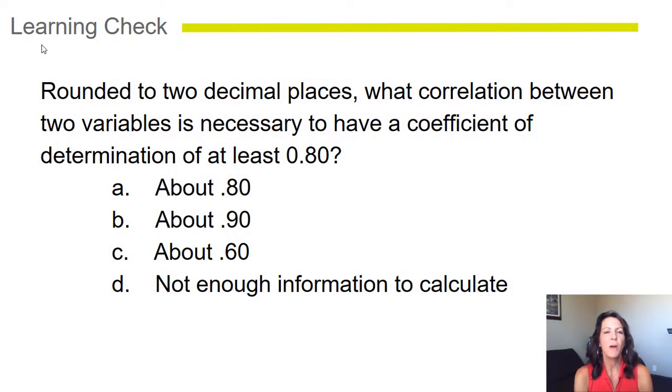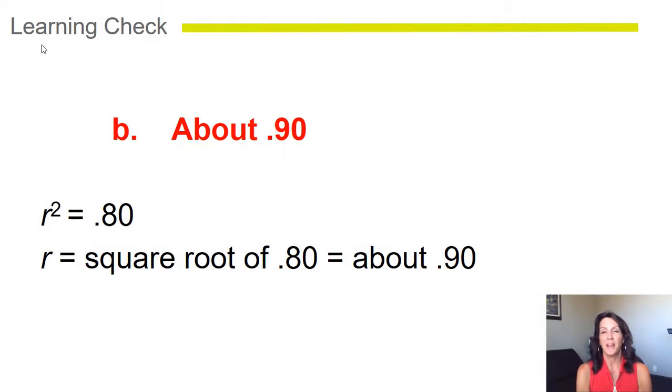All right, let's do this one. Rounded to 2 decimal places, what correlation between 2 variables is necessary to have a coefficient determination of at least 0.80? So let's think about this. I'm going to give you a hint. When you take a decimal and you multiply it by a decimal, your answer is going to be smaller. So that should help you with this answer. The answer was 0.90. And another way that you could have figured this out is by taking the square root of r squared to figure out what the actual r would be.